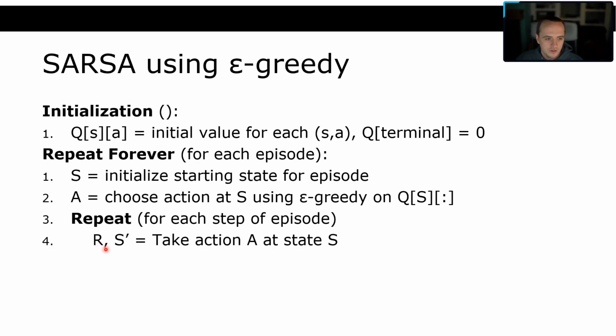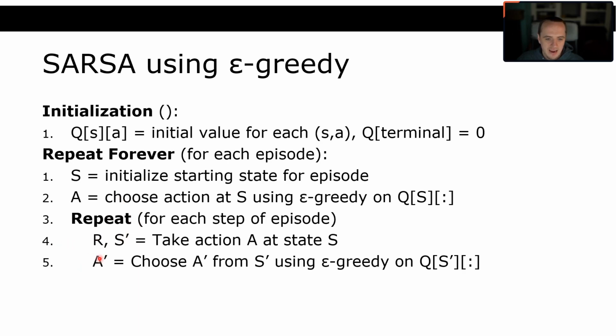The reward and the next state are generated by taking action A at state S. So we take action A at state S, we get a next state, and we get a reward. Then A prime, we have to choose one more action. So we choose A prime from S prime using epsilon greedy on the next state.